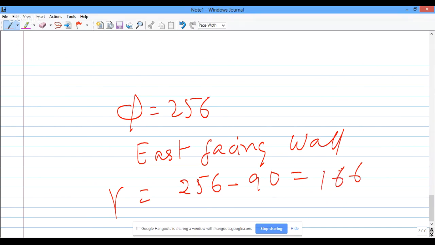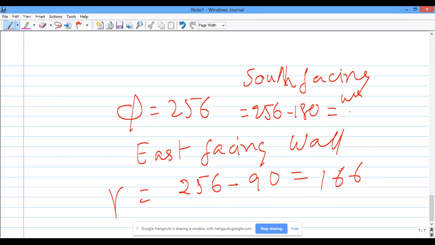166, right? And for the south facing wall, this is 256 minus 180, which equals 76. So that's how we find out the wall solar azimuth angle. One has to be careful about these angles because when you are using a calculator, you have to keep in mind which quadrant it is likely to be, right? So that's it. This is the first problem.